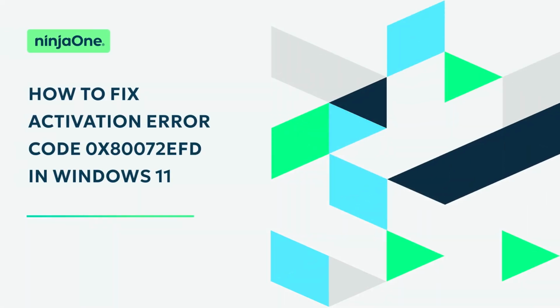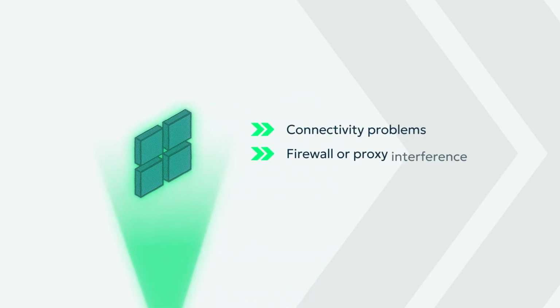How to fix activation error code 0x80072EFD in Windows 11. Activation error code 0x80072EFD in Windows 11 can stop your system from completing activation. This usually happens when your computer cannot connect to Microsoft's activation servers due to connectivity problems, firewall or proxy interference, or server access issues. Let's walk through several proven methods to fix this error and restore proper system activation.